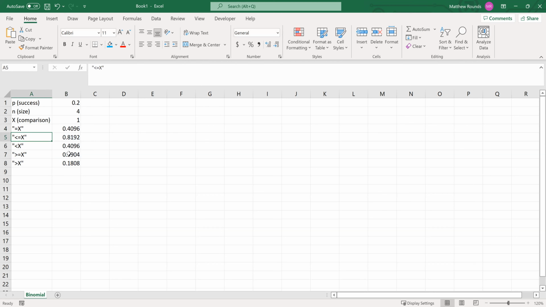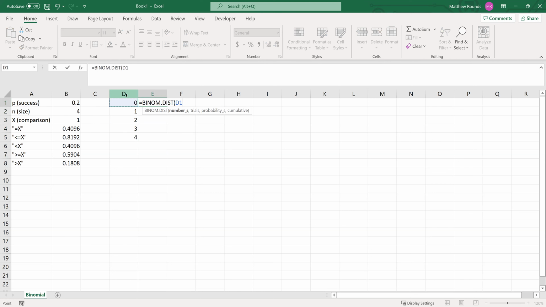Okay. So in terms of this problem, you want at least 1. So you want this value right here, greater than or equal to 1. So this is your answer, because it wants at least 1. At least 1 means greater than or equal to 1. Now, just to confirm that you believe me, or just to show you this, if I do the binomial distribution for each of these values, it's 4 trials, it's 0.2, it's false.